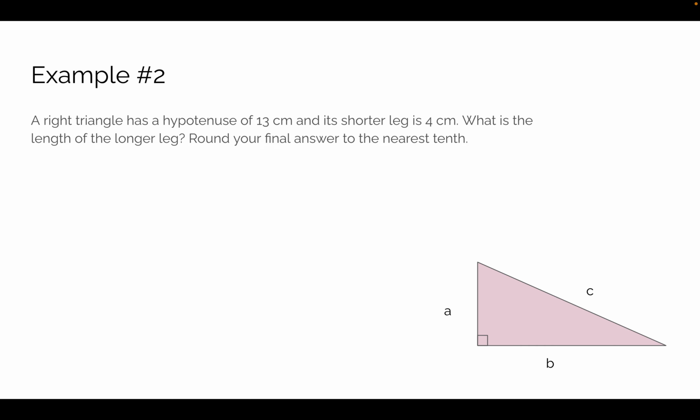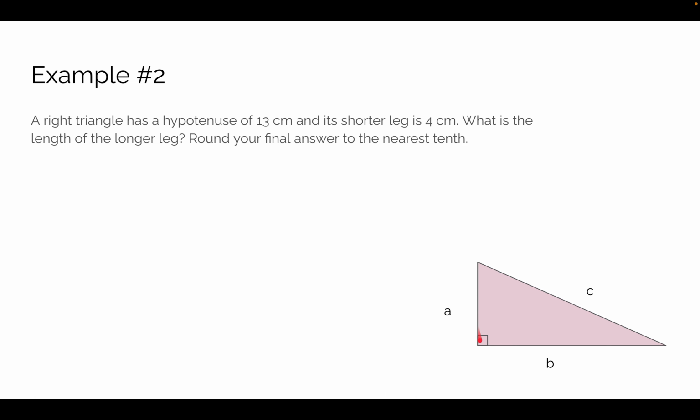So let's go ahead and again start with the basics, labeling what we know and what we don't know. It says here that the hypotenuse is 13 centimeters. So we know that this side has to be the hypotenuse because it's labeled side length C, and it's the diagonal looking side length. So we know that C is equal to 13 centimeters, and it says that the shorter leg is 4 centimeters.